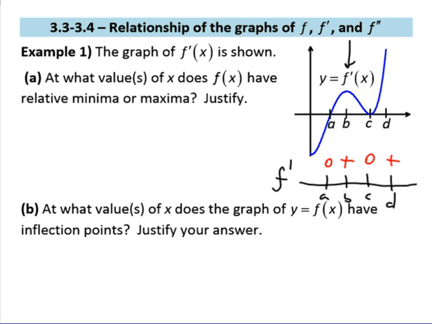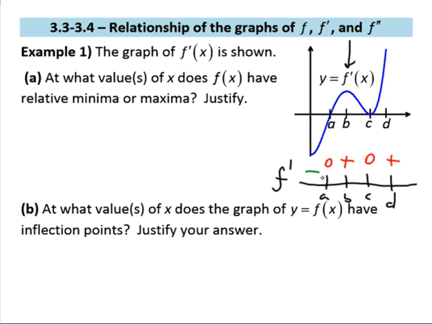Then we're going to go through and look at each interval. From 0 to a, this is below the x-axis, so that means that f prime is negative. Now make sure you understand what that means. f prime negative means f, the graph of f, is decreasing. So even though you see that f prime is increasing, because it's below the x-axis, it means the original graph of f is decreasing.